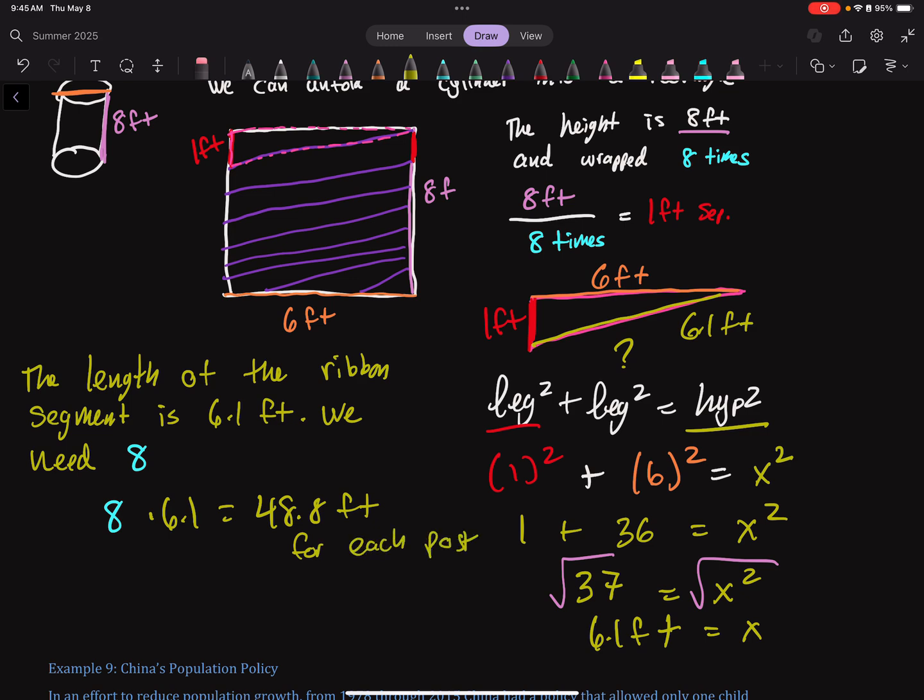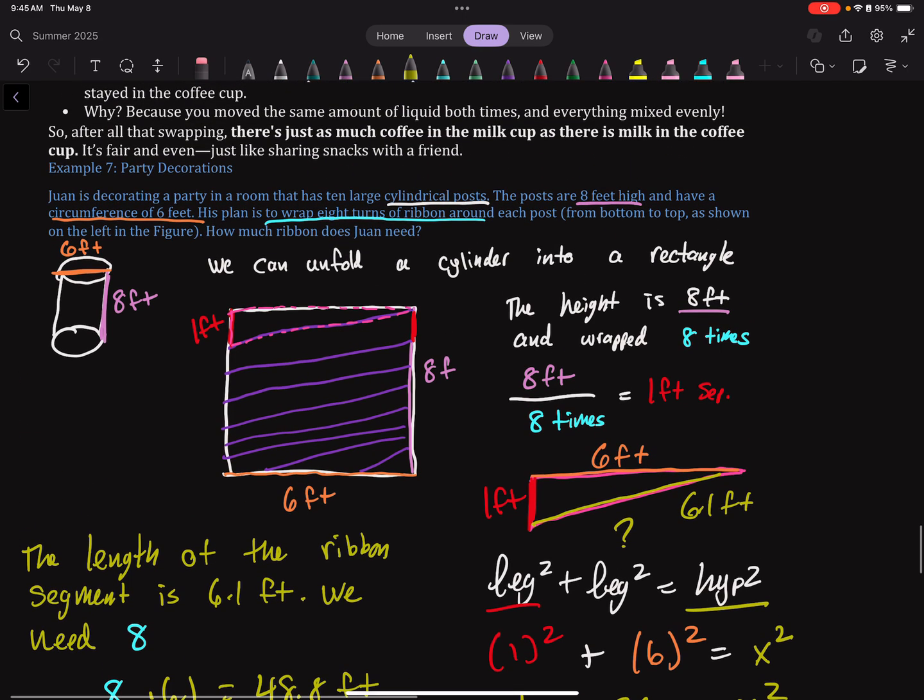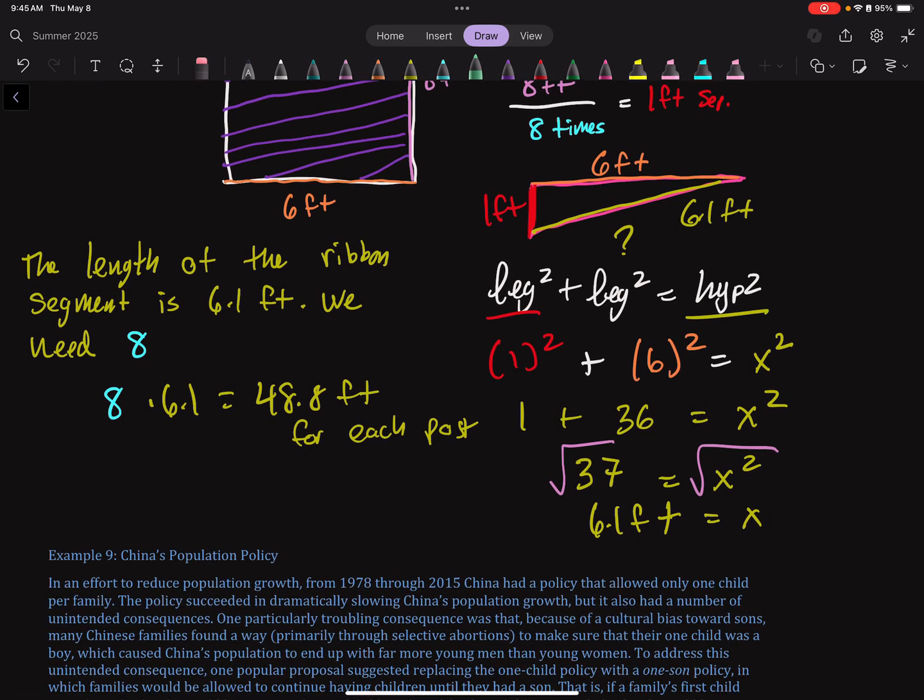But we have 10 posts. It told us that we have 10 posts that we need to do. So we need to figure out how many for all. We have 10, so we need to multiply that by 10. So 10, which is how many we have, and we need 48.8 feet for each, and that comes out to 488 feet of ribbon.